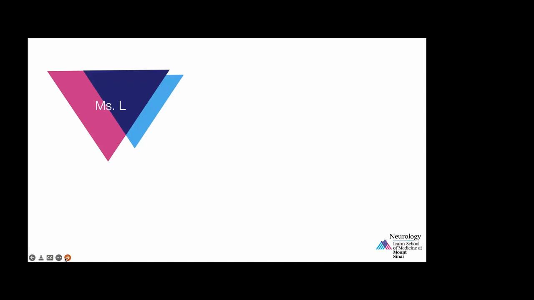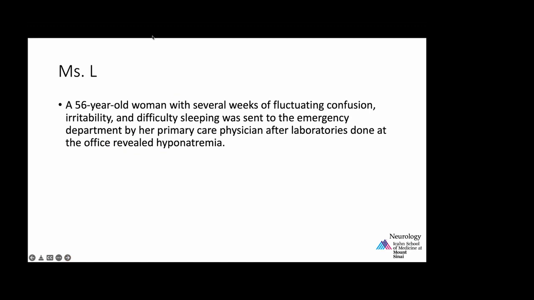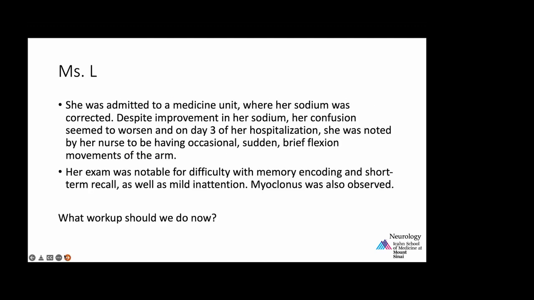Okay, so this is the last case. This is Miss L. It's a 56-year-old woman who's having several weeks of fluctuating confusion, irritability, and difficulty sleeping. And she was sent to the emergency department by her PCP after her laboratory showed hyponatremia. And she was admitted to medicine where her sodium was corrected. But despite correction of her sodium, she seemed to worsen. And on day 3, she was noted by her nurse to be having occasional, sudden, brief flexion movements of one arm. Her exam was notable for difficulty with memory encoding, short-term memory recall, as well as mild inattention, and she had a little bit of myoclonus.